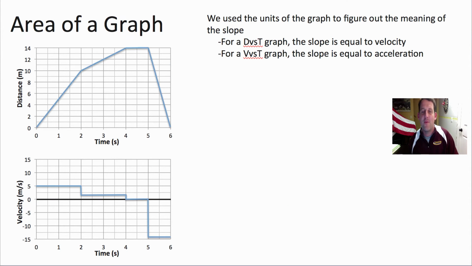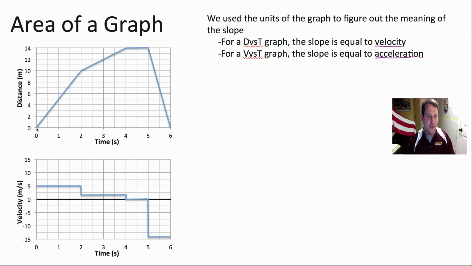Awesome. So now we've learned some really powerful tools for using graphs, distance versus time and velocity versus time graph. Our first rule was that the slope of a distance versus time graph is equal to velocity. And then we just learned today that on a velocity versus time graph, the slope is equal to acceleration. So we have these different meanings for the slope of the different graphs. Now we're going to look at a whole new way of getting information from a graph.